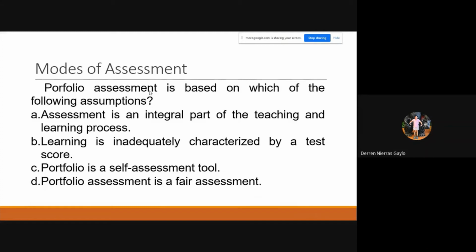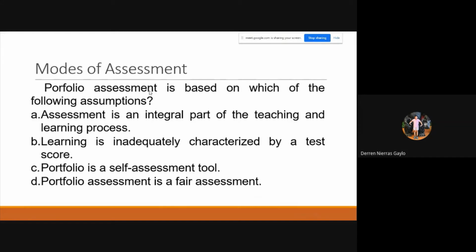Letter C, portfolio is a self-assessment tool, is a fact. It's not an assumption. We know that portfolio is a self-assessment tool. The correct answer is letter B. Learning is inadequately characterized by a test score. That's our assumption. That's why we are using portfolio, because we know that our traditional assessment cannot measure all the domains, and the test scores only imply cognitive domain, while we cannot measure the behavioral and the affective domains.